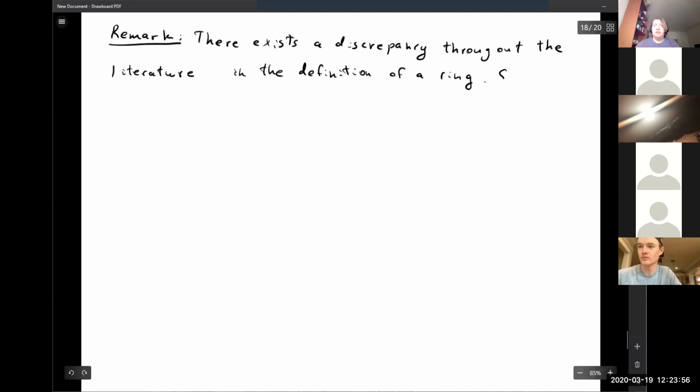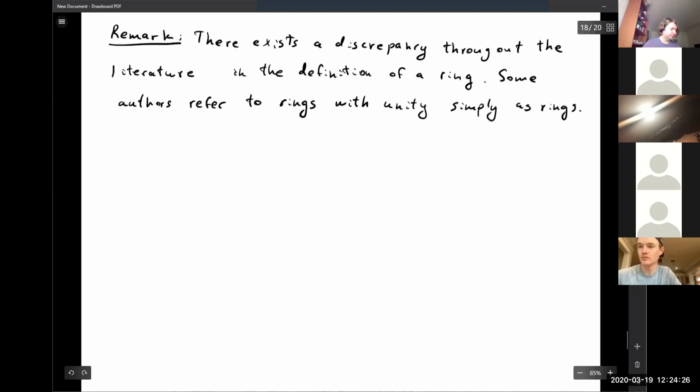And some authors refer to rings with unity simply as rings.